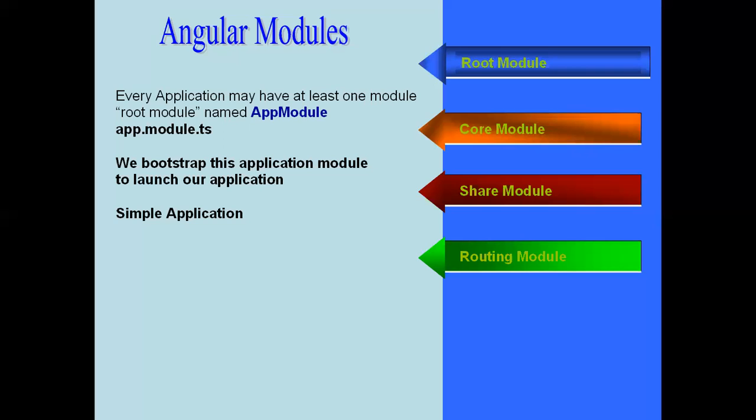As I said, or as per definition, every application may have at least one module. It could be only one module, or there could be multiple modules. It depends on the application type. If your application is very simple, you are just trying to create a sample, there will be only one module. So that is a root module.